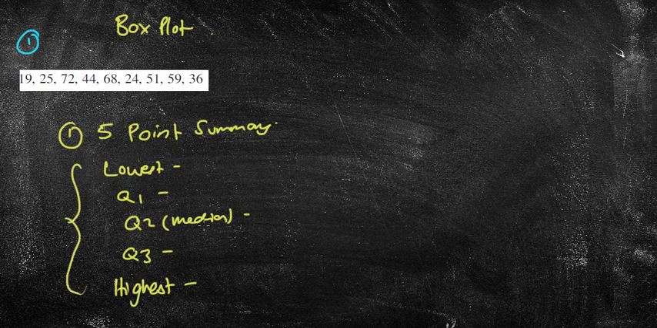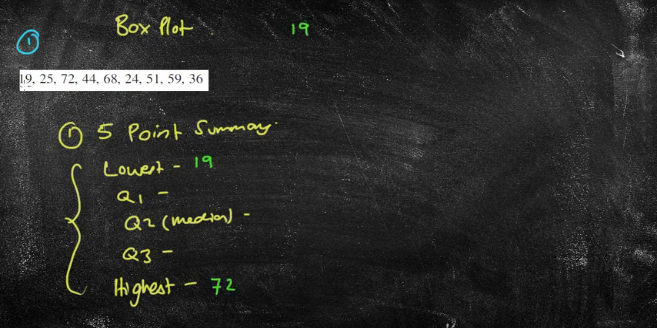We're going to find the median first of all. Well, actually, no, we're going to put the lowest and the highest score first because that makes sense. Lowest score seems to be 19. The highest score looks to be 72. Now, unfortunately, this data is not put from smallest to largest.